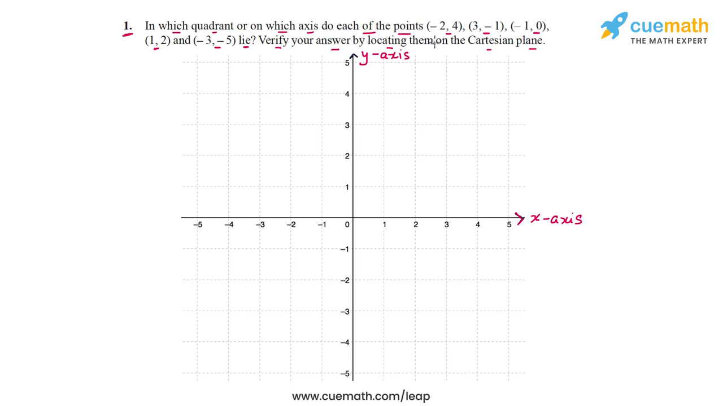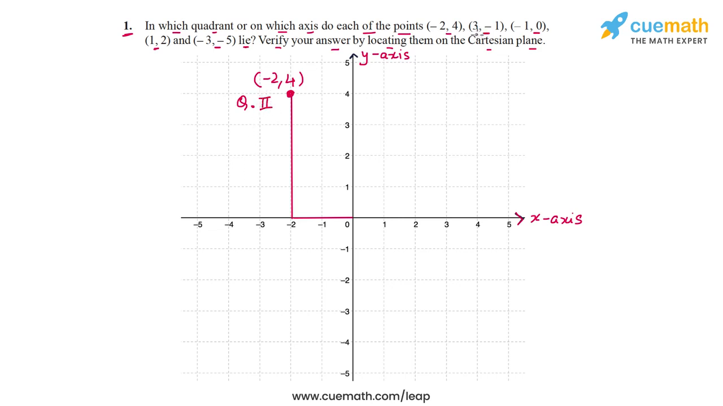So the first point is (-2, 4). To locate it, we will go -2 units in the x direction here, and then 4 units in the y direction. So we come to this point here. So this point is (-2, 4), and this point lies in quadrant 2, the second quadrant.